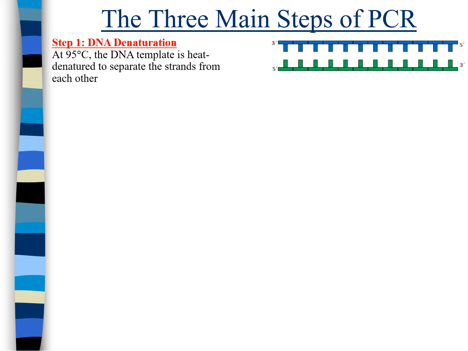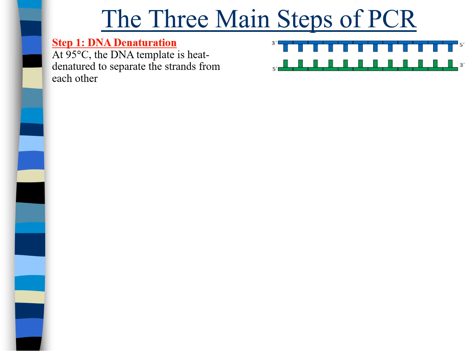Step number 1 is denaturation. It occurs at 95 degrees Celsius. The DNA template from the patient is denatured, so the hydrogen bonds between the two complementary DNA strands break. Let's say this is one DNA strand and this is the other DNA strand. Because we have high heat, 95 degrees, the hydrogen bonds between the complementary base pairing get destroyed, torn apart.